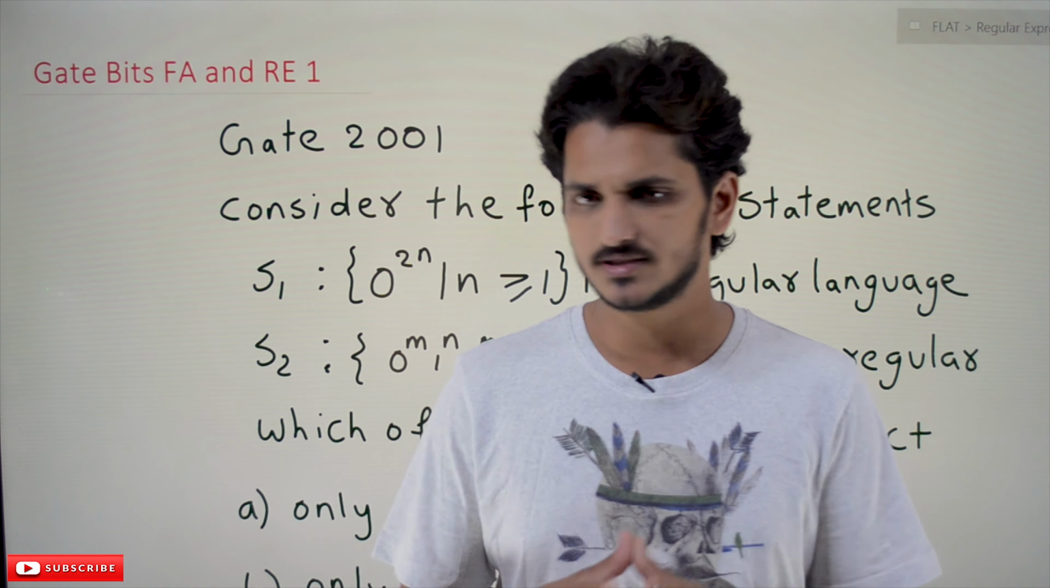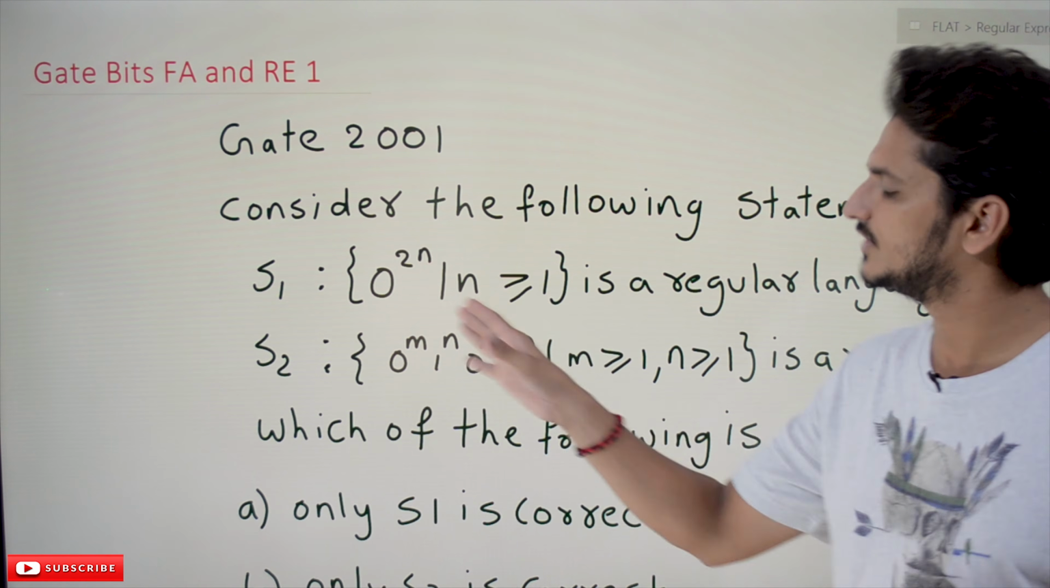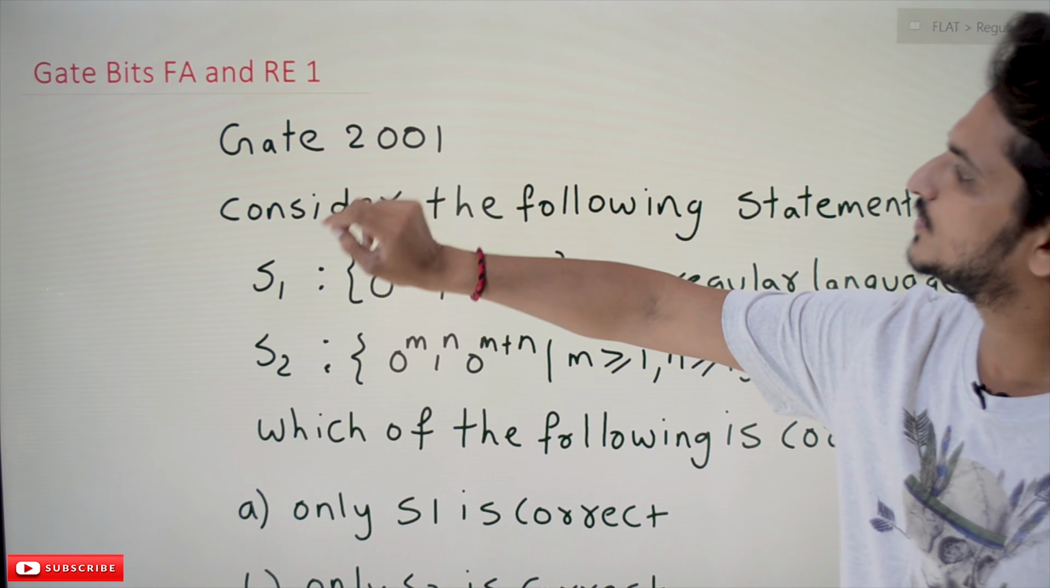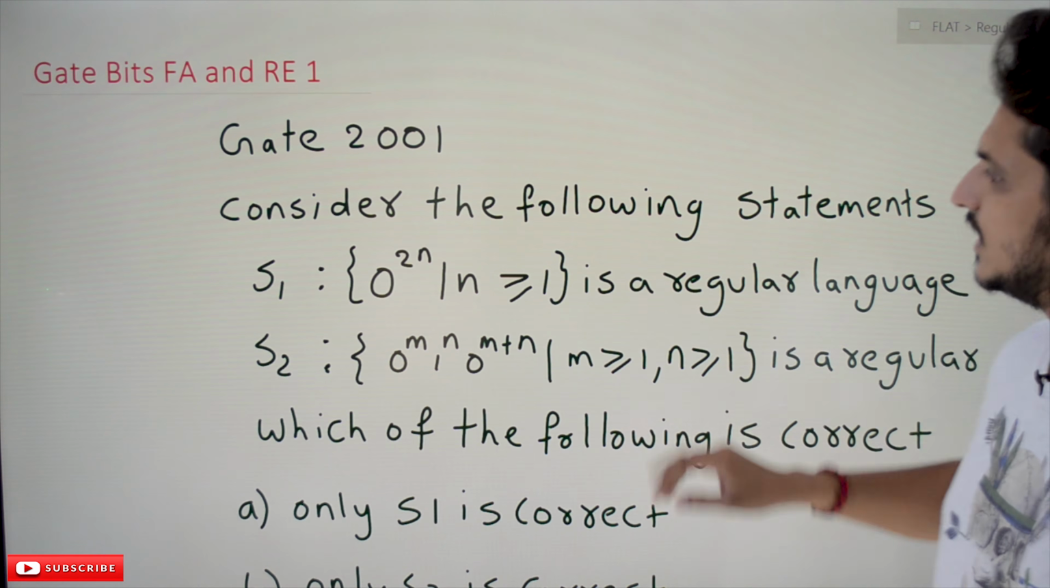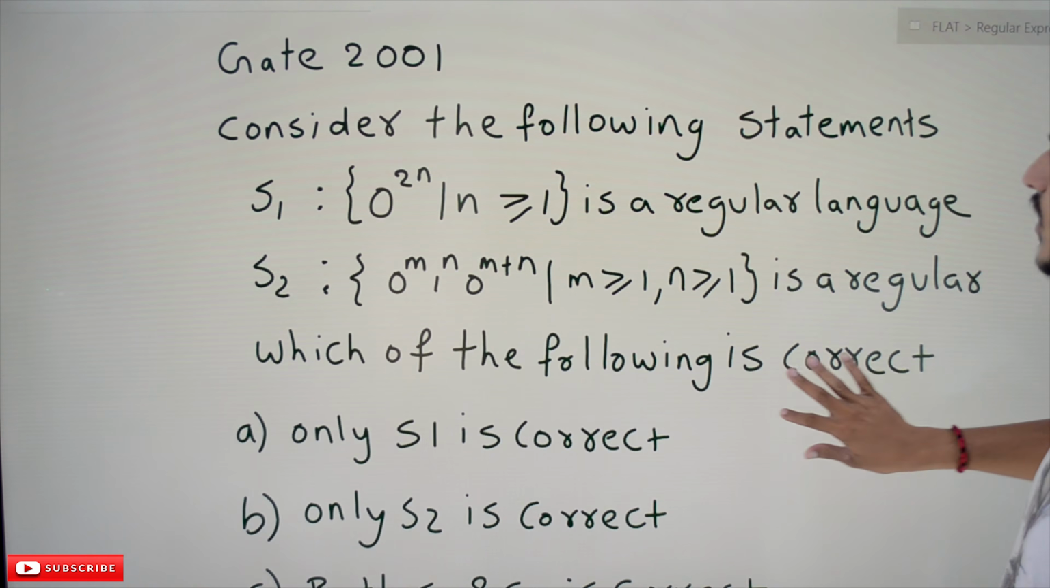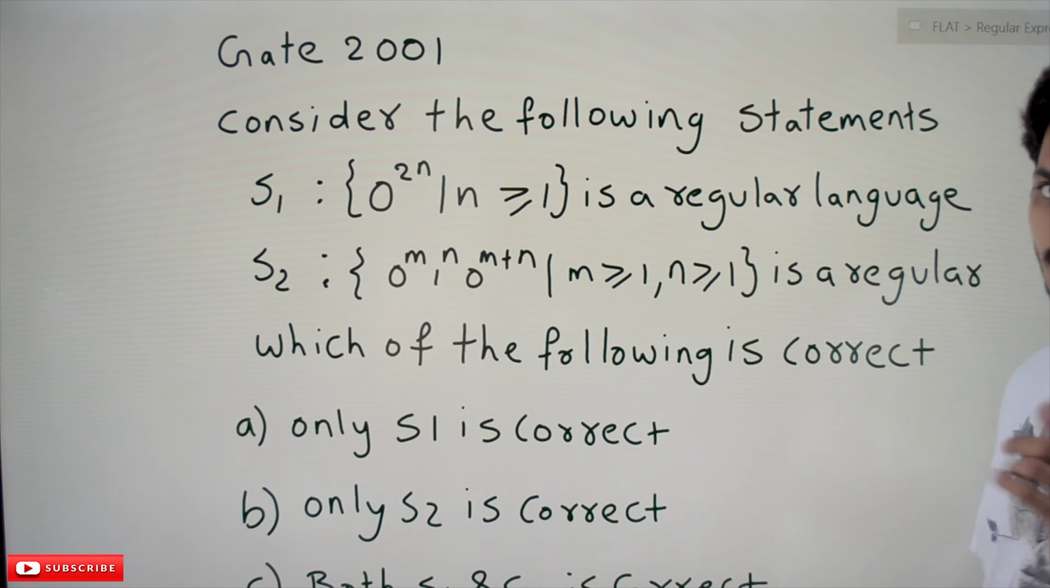Coming to today's class, let's take a few examples. This is the GATE bit. This is our first bit. This GATE bit is provided in 2001. Let's read the question. Consider the following statements. They have given two statements.